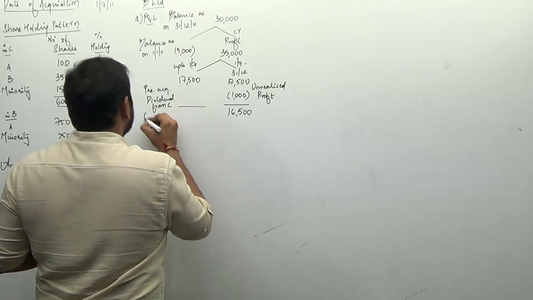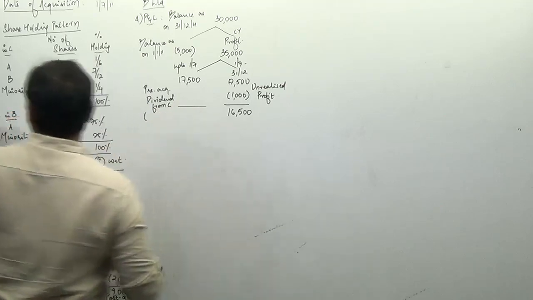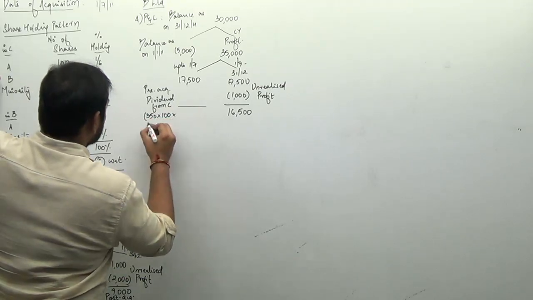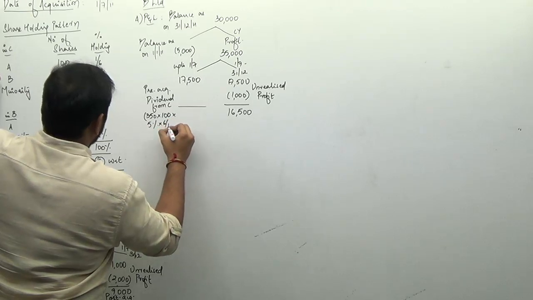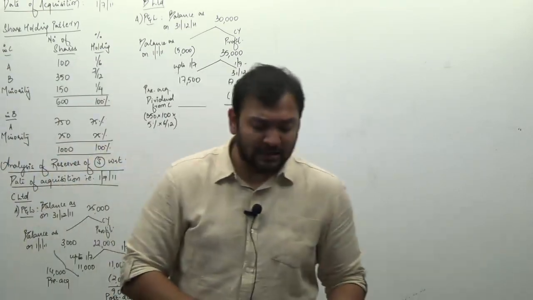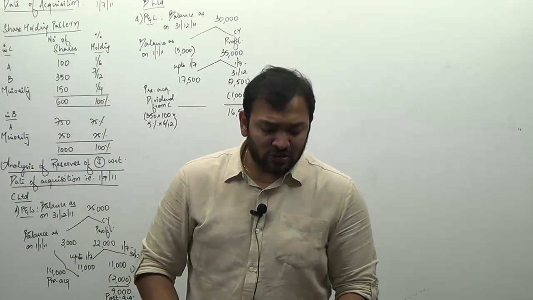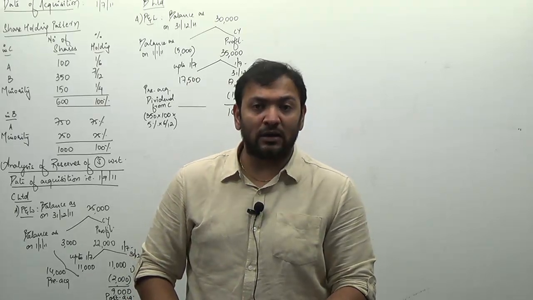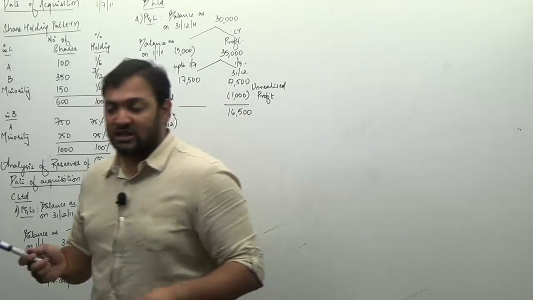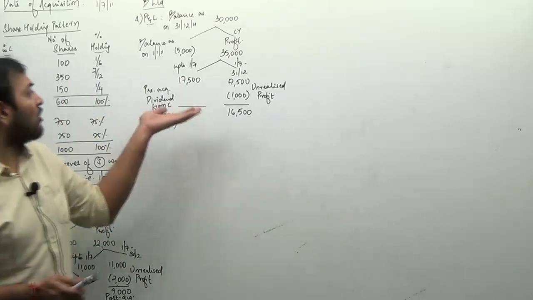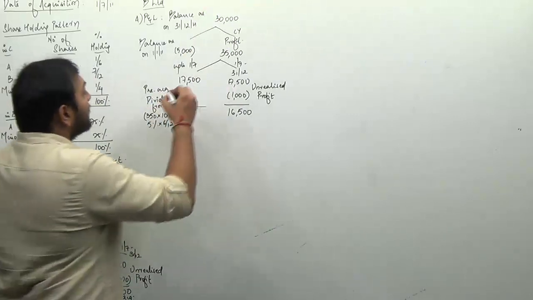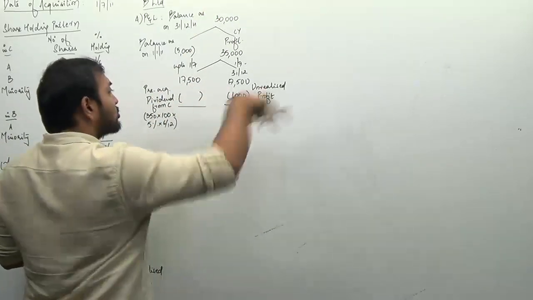Pre-acquisition dividend from C. Calculate guys, B Limited holds 350 shares in C Limited. Each share is 100 rupees. He is paying 5%, 6/12. Guys, it is clearly said 10% per annum for 6 months, so he is paying only 5% dividend. Out of the 5% dividend received, half is pre-acquisition, half is post-acquisition. The entire dividend is credited to P&L. Automatically, my P&L is increased to the extent of dividend. So half of the dividend, I am deducting from pre-acquisition profits. We'll take this to cost of control.